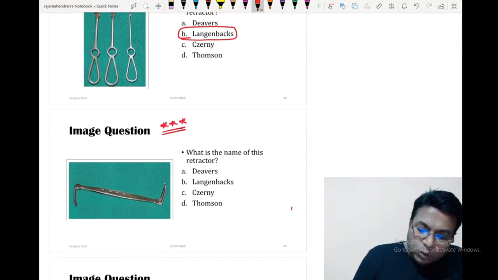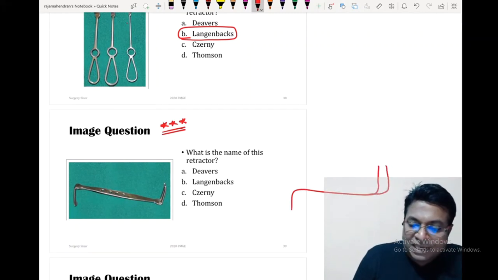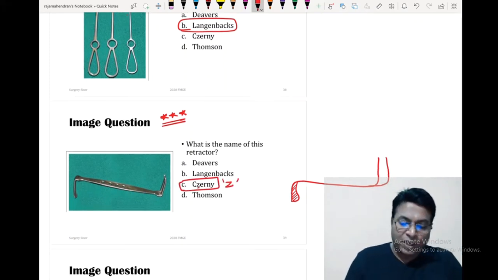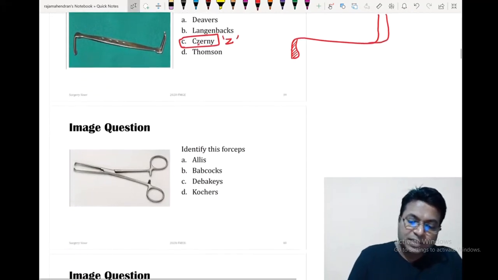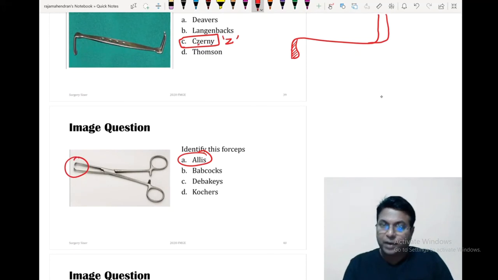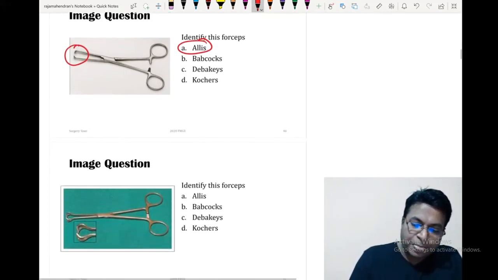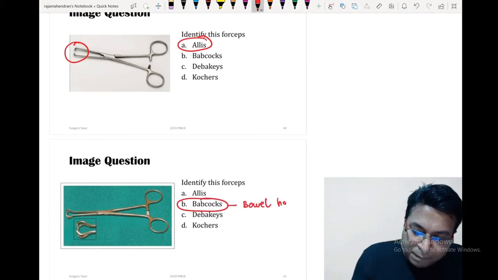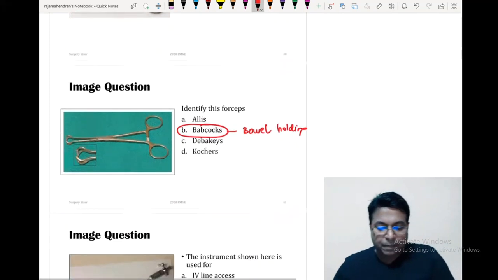It has two ends. One side is a split retractor and the other side looks like a Langenbeck. This looks like a Z. So remember, Z for Czerny. Z for Czerny. Okay. So this is Allis tissue forceps, which has multiple teeth to hold. Allis tissue forceps. So identify this forceps. This is a Babcock's forceps used to hold the bowel. So the bowel-holding Babcock's forceps is shown here.